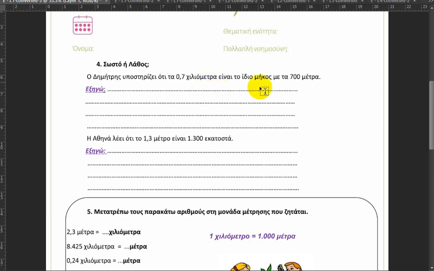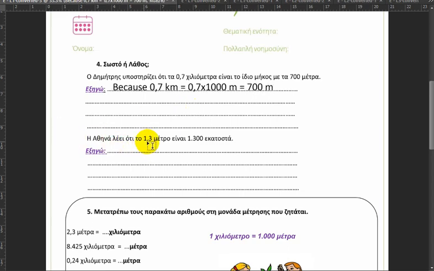Here we want to figure out if 0.7 kilometers is the same distance as 700 meters. Yes, because 0.7 kilometers is equal to 0.7 times 1,000 meters, which is equal to 700 meters.